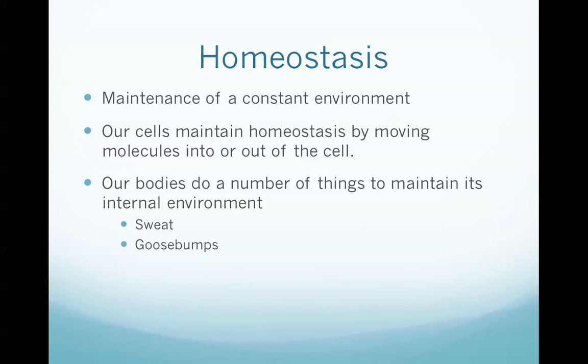And even if you think about our bodies, you can't have too high of a temperature, or you can start getting brain damage. Different things can happen when your body starts to shut down because the temperature is too high. So our bodies go through a lot of different measures to keep the environment the same, at the optimal level of functioning, and so do our cells.